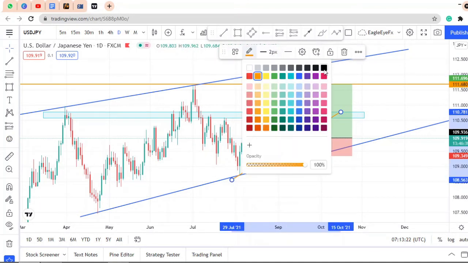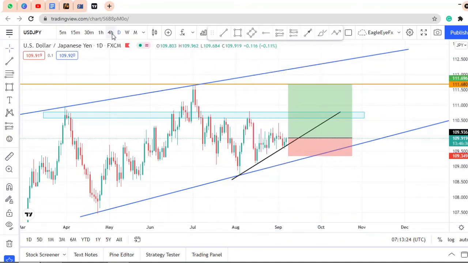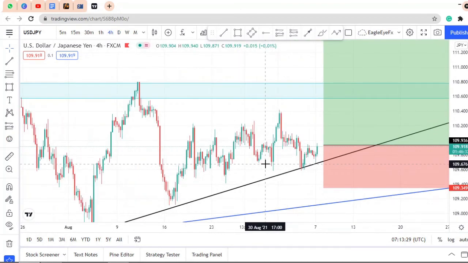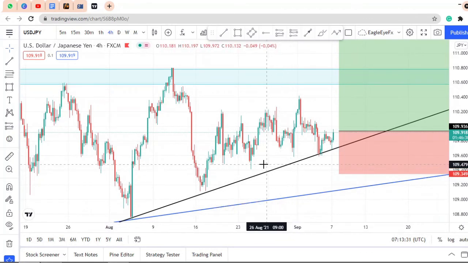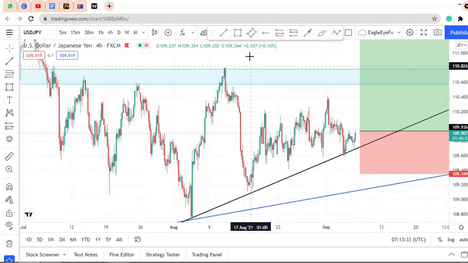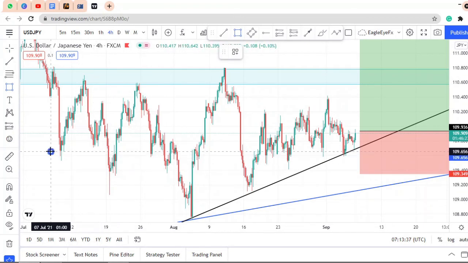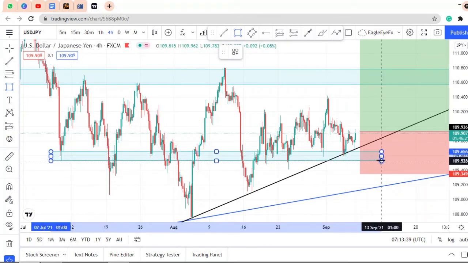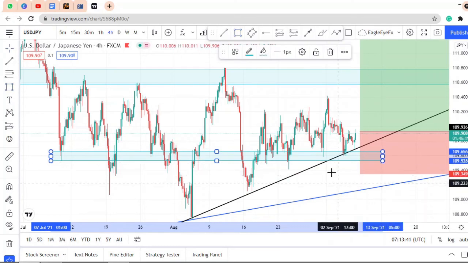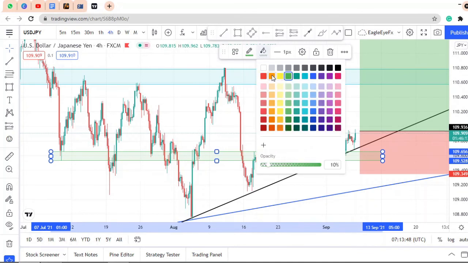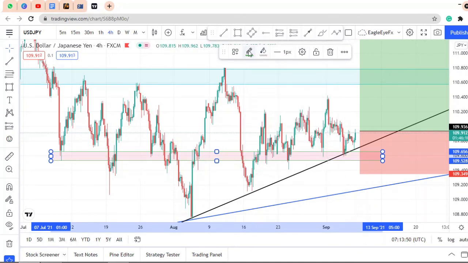Okay, let me make it black so you can see well. Let me go to the 4 hours time frame, and then you can see that I still draw a zone here. Okay, then let's change the color. Let me make it this so I can be able to see.